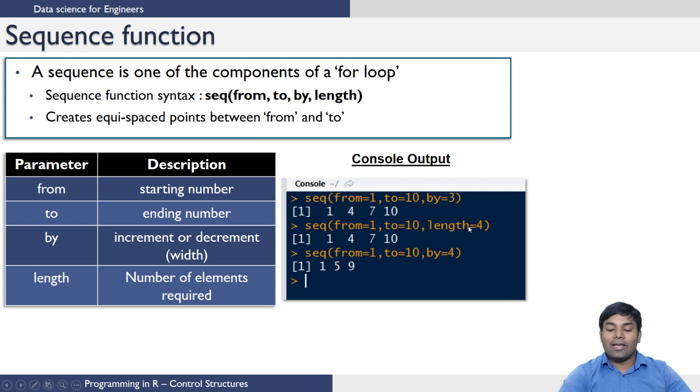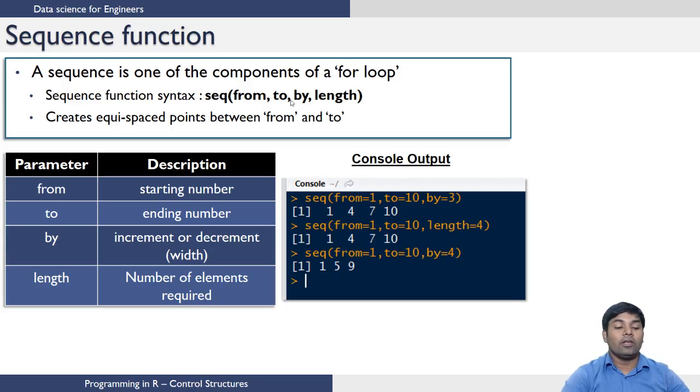Instead, I can do the same by specifying the length. The way you can do that is as follows. I want to generate a sequence from 1 to 10 which contains 4 elements. So it will generate the same thing. It will start from 1 and go up to 10, containing 4 elements. Now if I want to create a sequence from 1 to 10 with a width of 4, this is how the output looks.